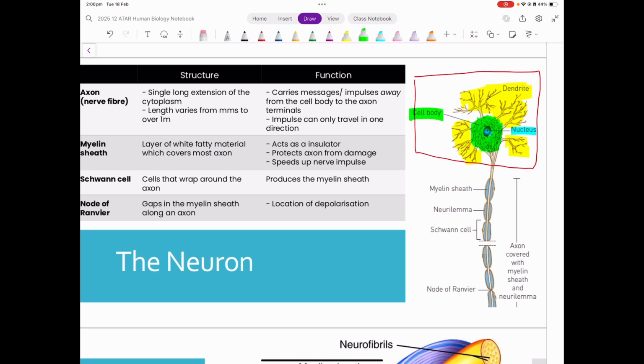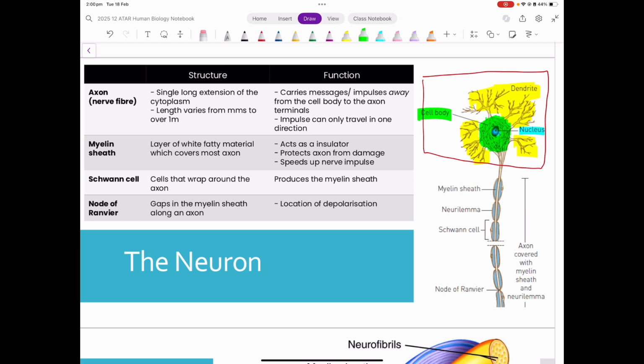But what we mentioned with the cell body is that it connects dendrites to this thing known as the axon. So what I'm going to do in pink here is I'm going to highlight the axon. The axon is basically a very long extension of cytoplasm. Hopefully you can see this pink highlighter here that runs right through the middle, like so. Now, the job of this axon is again to carry messages, and it carries them away from the cell body towards something known as the axon terminals.